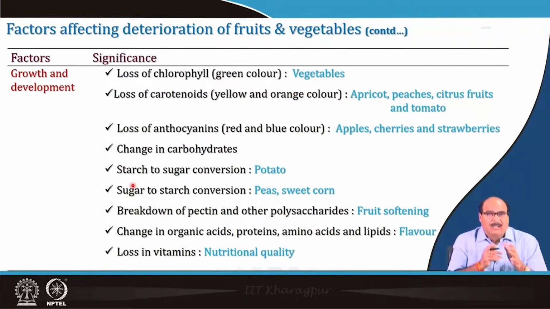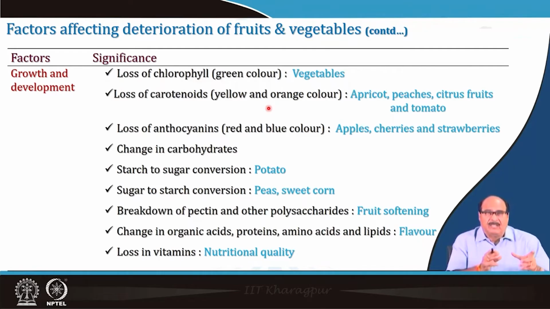Similarly, during growth and development of the produce there may be some changes which may lead to quality or quantity loss, like loss of green color, loss of chlorophyll in the vegetables. There may be loss of carotenoids, the yellow and orange color, for example in apricot, peaches, citrus fruit and tomato. Even there may be loss of anthocyanins, that is loss of red or blue color, in fruits like apple, cherries and strawberries.